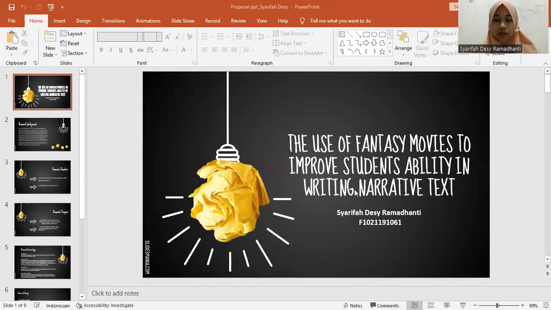All right. So my research has the topic of the use of fantasy movies to improve students' ability in writing narrative text. Okay, we move to the background, the research background.